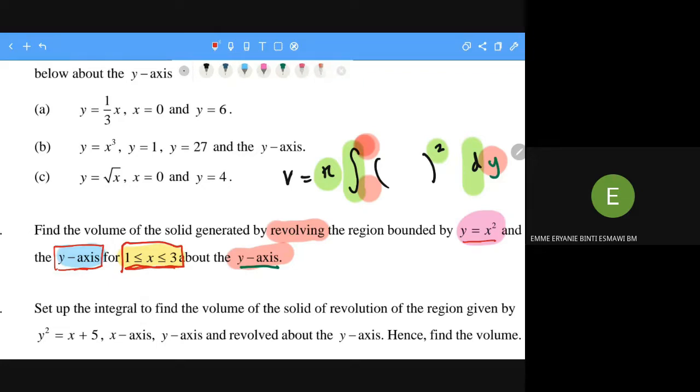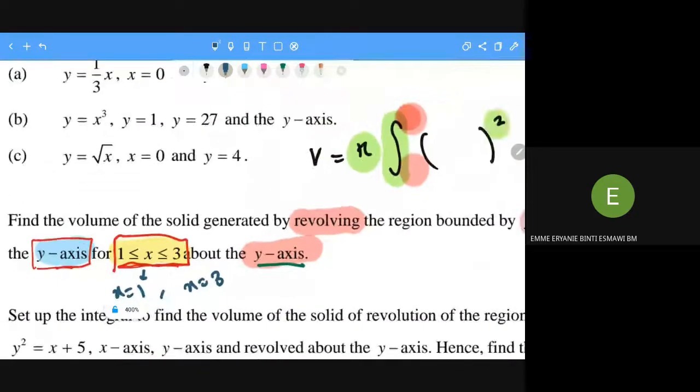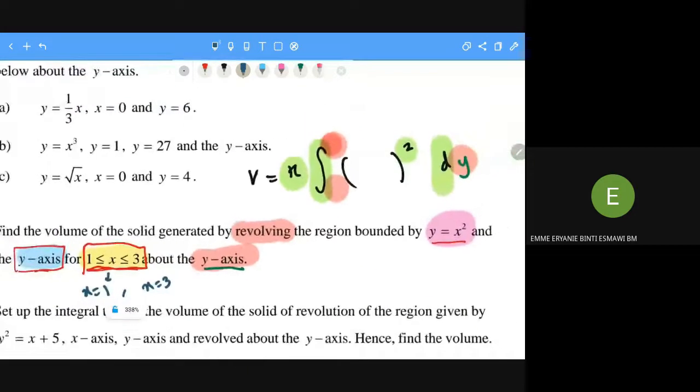Buat masa buat fikir, buat graph lah kan. Okay, so it's like this. So this means that it's also bounded by x equal to 1 until x equal to 3. Okay, iaitu macam x equal to 1 sampai x equal to 3 lah. Macam ni. Okay, so to find the value of y there, you just have to substitute lah.